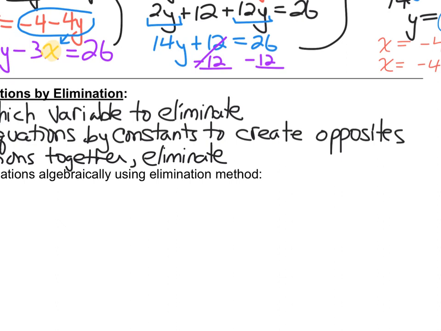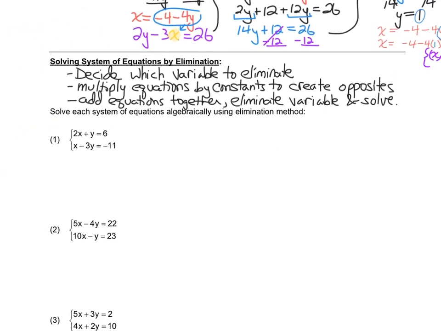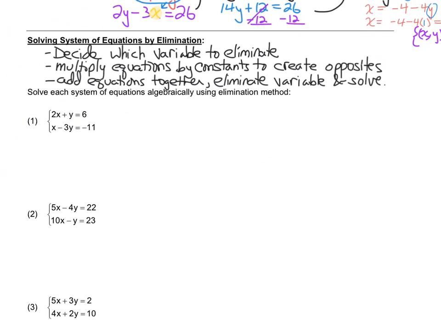Oops, wrong thing, sorry. And solve. Once you do all that stuff, that's the process that's particular to the elimination method. Once you do that, then the rest of the approach is very similar to substitution. All right, so what I would want to do is decide which variable do I want to get rid of.